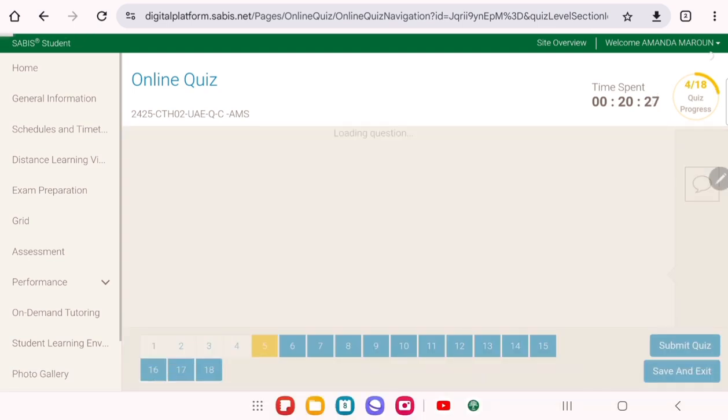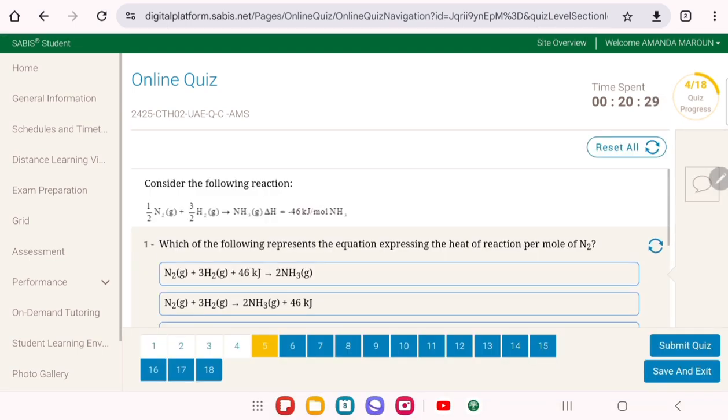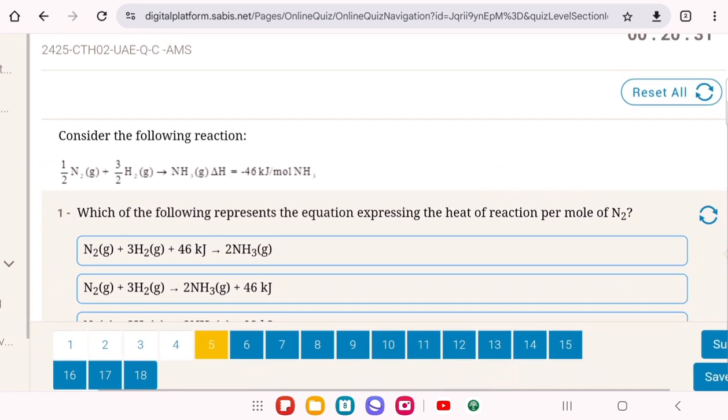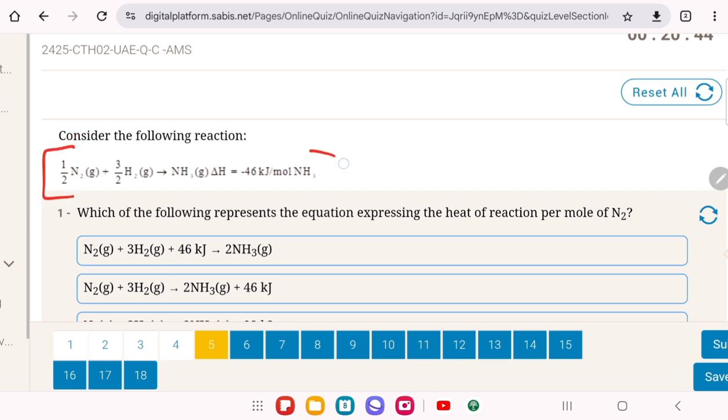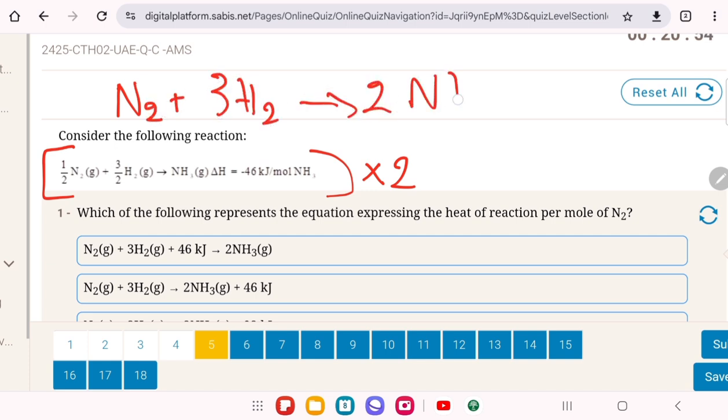Question number 5. Which of the following represents the equation expressing the heat of reaction per mole of N2? Here we have half a mole of N2. So how do we make half a mole become 1 mole? We multiply it by 2. So just multiply the full equation by 2. We're going to have N2 plus 3H2 gives us 2NH3.